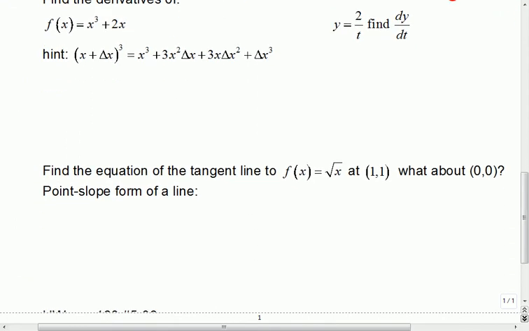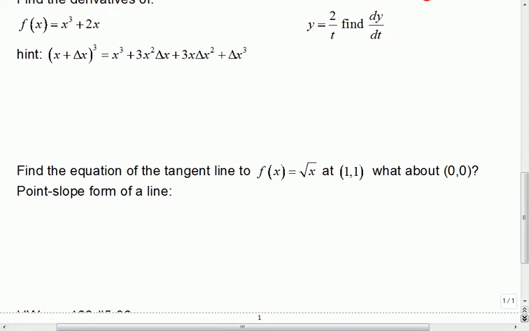Okay, so I'm going to have you use the limit process, try and find the derivative of x cubed plus 2x, and just to help save you some math time, here is the expansion for x cubed. And then when you finish that, see if you can find the derivative for 2 over t.